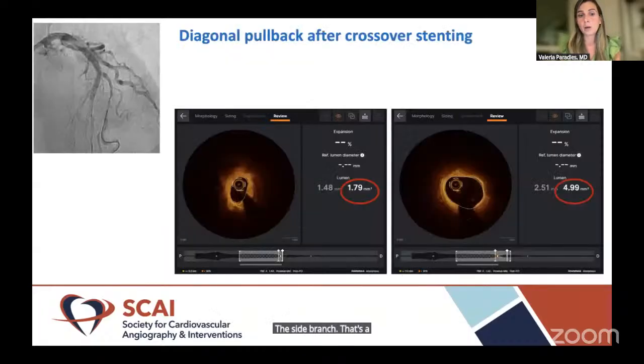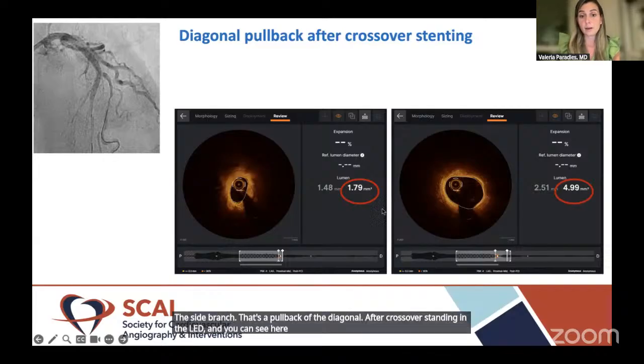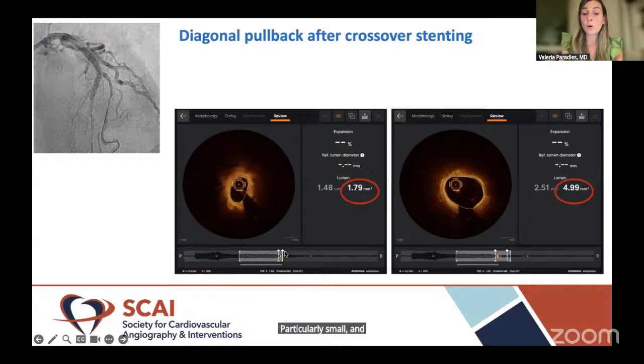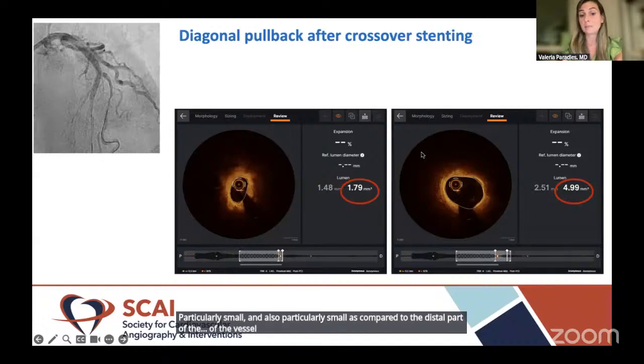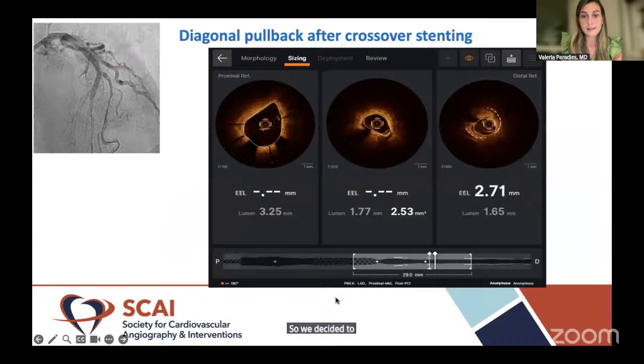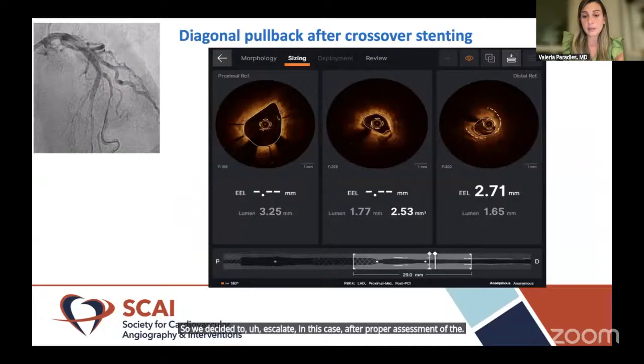That's a pullback of the diagonal after crossover stenting in the LAD, and you can see here that the minimal lumen area in the diagonal was particularly small, also compared to the distal part of the vessel. So indeed there was some plaque shift, definitely. So we decided to escalate in this case, after proper assessment of the caliber and extension of the disease in the diagonal, to a two-stent technique.